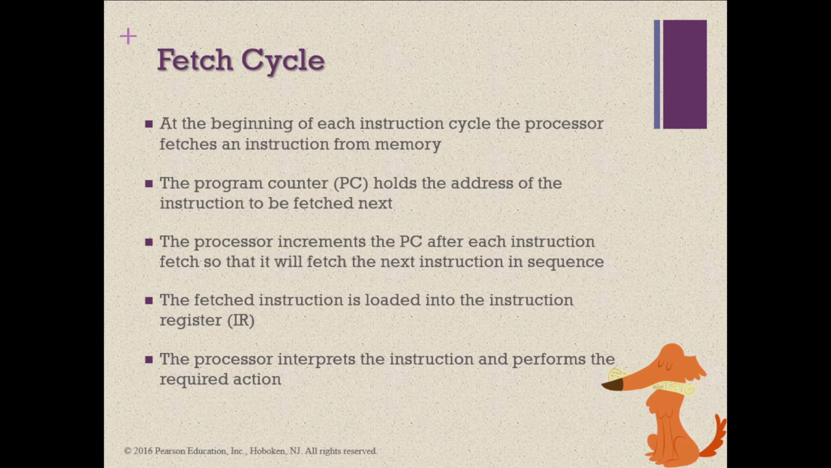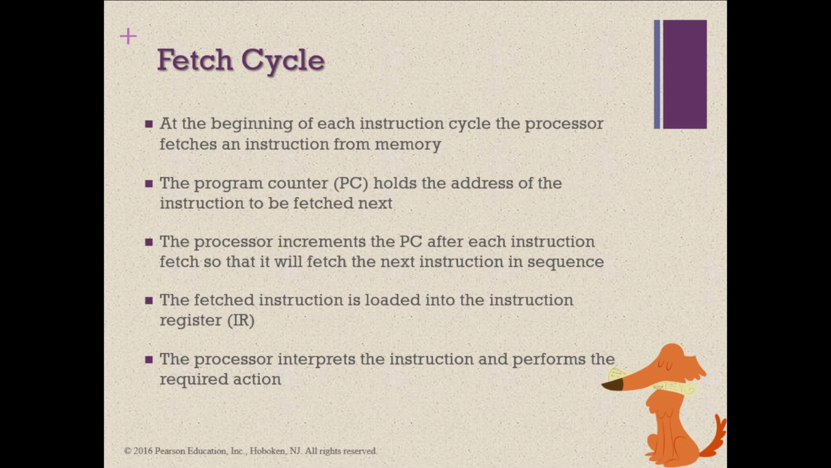So, for example, consider a computer in which each instruction occupies one 16-bit word of memory. Assume that the program counter is set to memory location 300, where the location address refers to a 16-bit word. The processor will next fetch the instruction at location 300. On succeeding instruction cycles, it will fetch instructions from locations 301, 302, 303, and so on. This sequence may be altered, as explained presently.